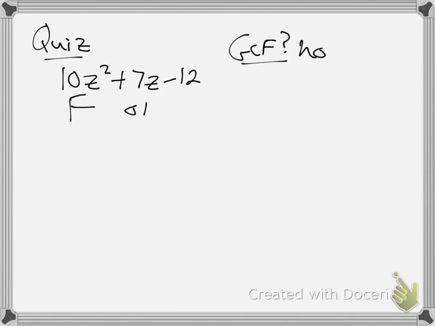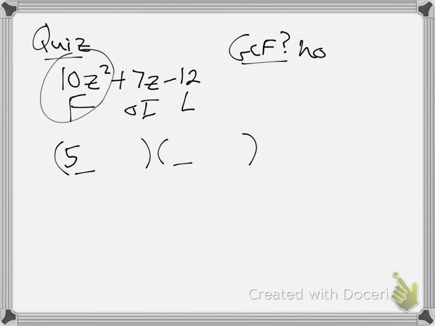So then we do the FOIL thing. Two parentheses. Front times front to be front. What times what is 10z squared? What times what's 10? What multiplies to be 10? 2 and 5, 5 and 2, 2 and 5. Either way is fine. So I'll go 5z, 2z.